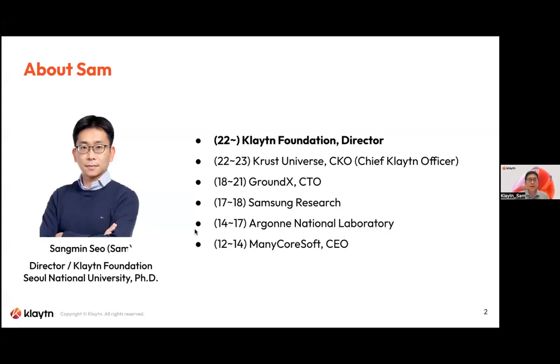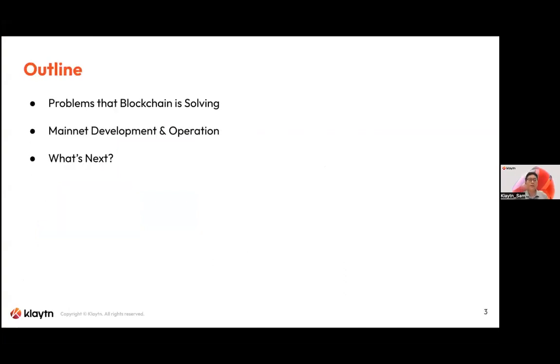So today, I'll mostly talk about two topics: the problems that blockchain and layer 1 are solving, and the challenges and the experience that I and the Klaytn team have been experiencing. Those will be about development and operation of the mainnet. And lastly, I'll briefly talk about the next step in the mainnet development from the perspective of Klaytn.